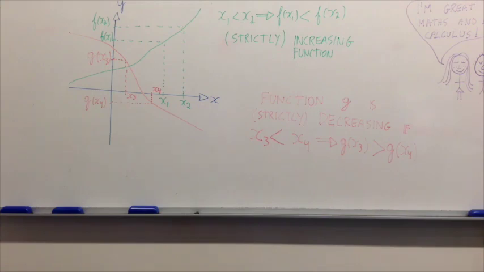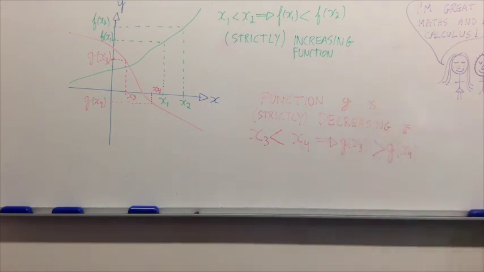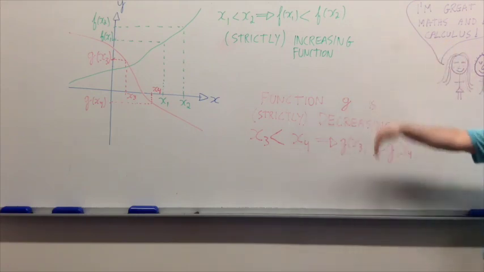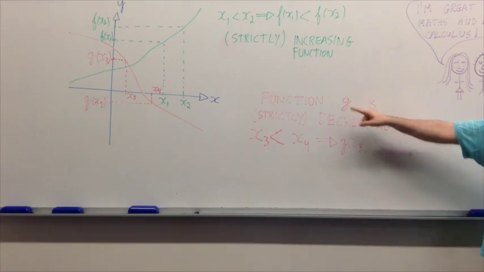It's an increasing function. In red, I plot a function g in the graph. Function g, on the other hand, is a decreasing function. The more I increase the value of x, the more the function goes down. Bigger x, smaller g of x.